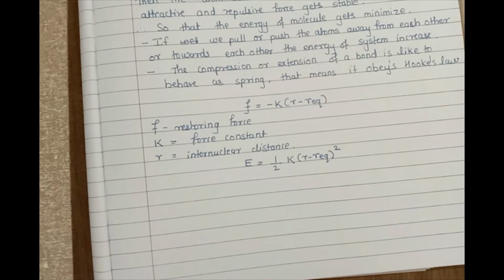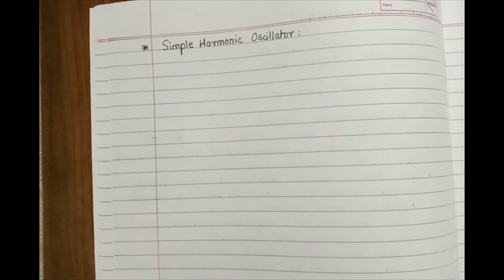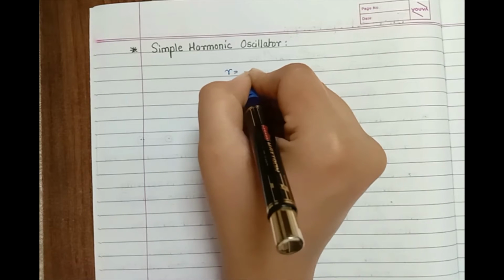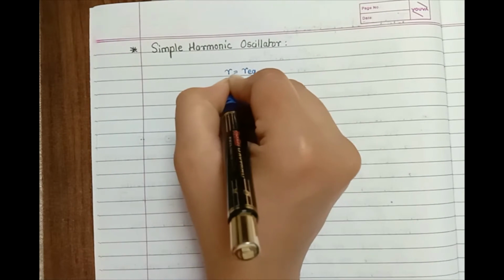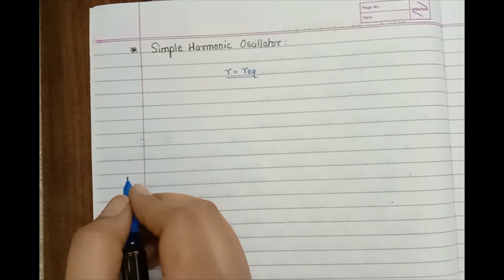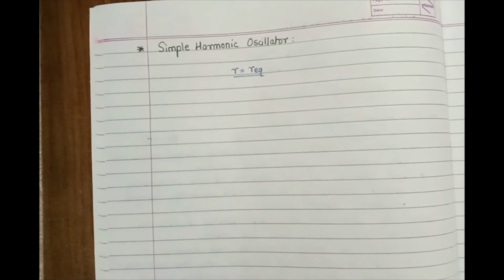Now this model of a vibrating diatomic molecule is called a simple harmonic oscillator. So we will see what happens for the simple harmonic oscillator. In the simple harmonic oscillator, r is equal to the equilibrium distance. Okay. So in that, what you have to do? We will draw one diagram.